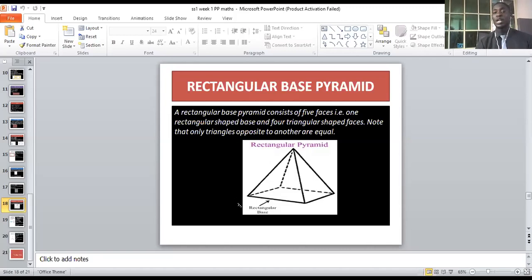But note that only opposite triangles are equal. Not all the triangles are equal, but only 2 are equal. So this is how you solve a rectangular base pyramid.